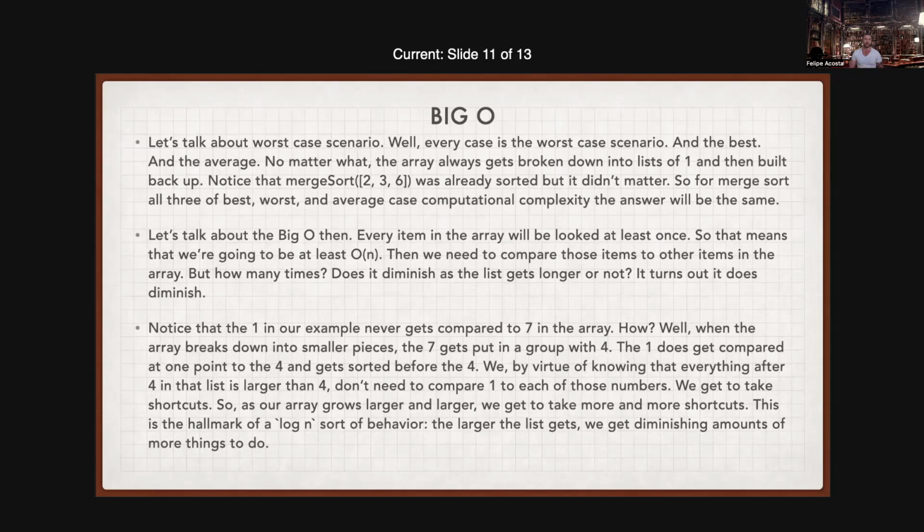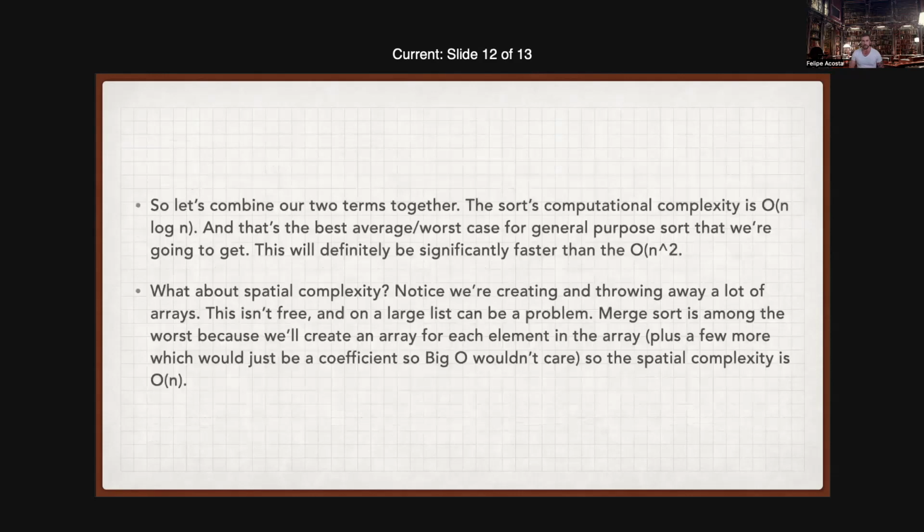So this is the hallmark of log n sort of behavior. The larger the list gets, we get diminishing amounts of more things to do. So let's combine our two terms together. The sort's computational complexity is O(n log n), right? And that's the best, worst, and average case for the general purpose sort that we're going to get. So this would definitely be significantly faster than O(n squared), right?